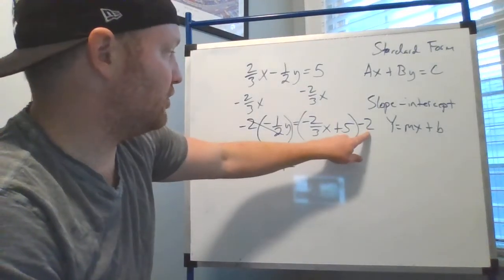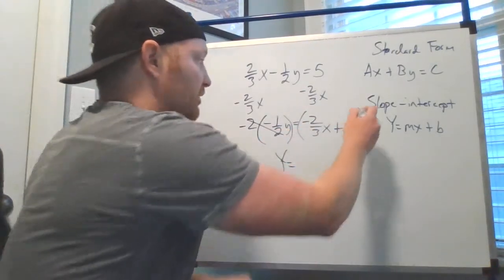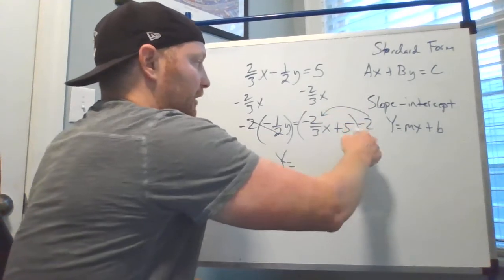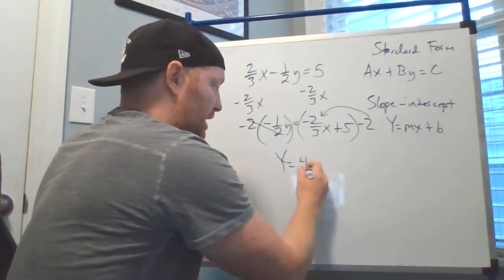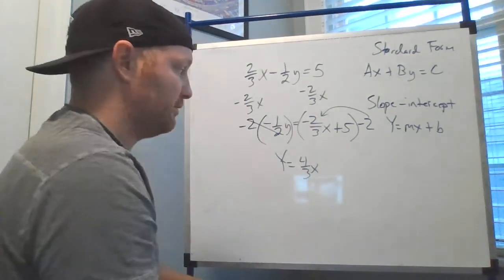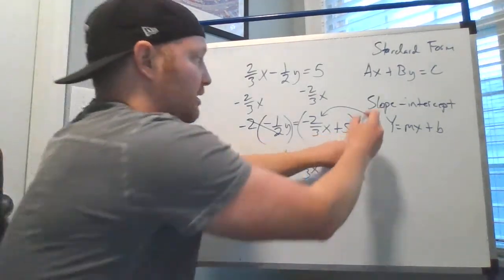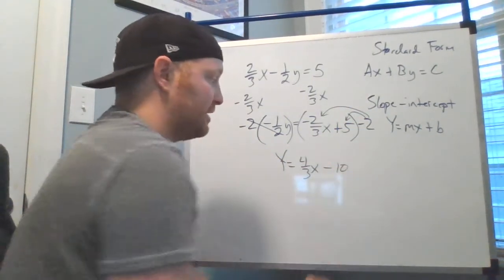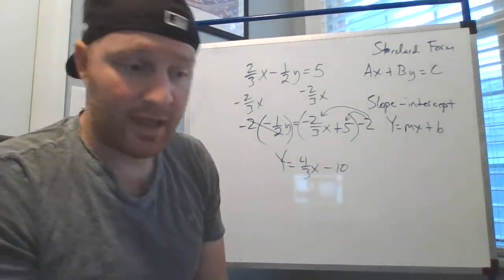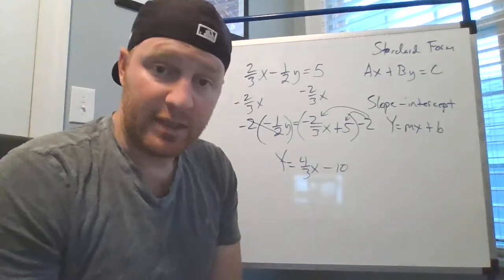Now, -2 times -2/3, remember the distributive property. -2 times -2 is 4, and the 3 stays as the denominator. So this is now 4/3 x. And I do the same thing here: I distribute -2 against the 5. 5 times -2 is -10. And there you have it. So, see you guys in class today.